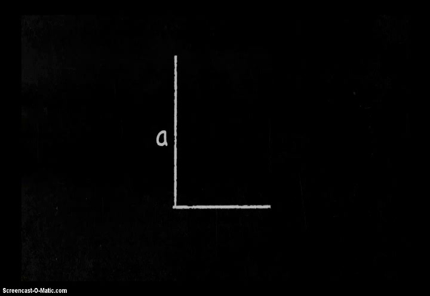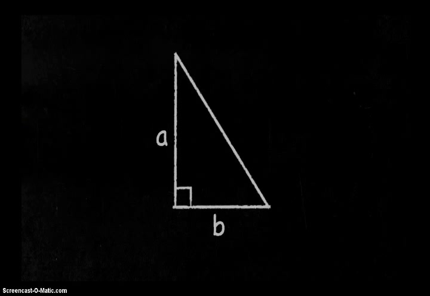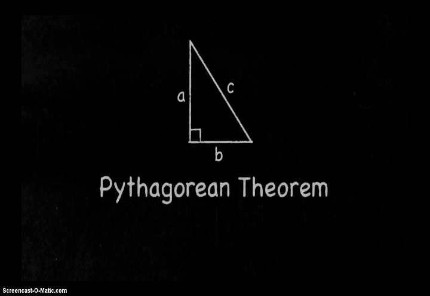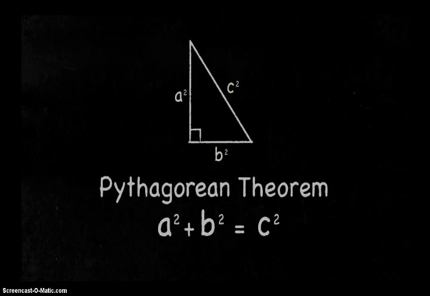On a right triangle, the two adjacent sides, a and b, are called the legs. The longer side, opposite the right angle, c, is called the hypotenuse. The Pythagorean theorem simply states a squared plus b squared equals c squared. The square of the length of the hypotenuse is equal to the sum of the squares of the lengths of the other two sides.